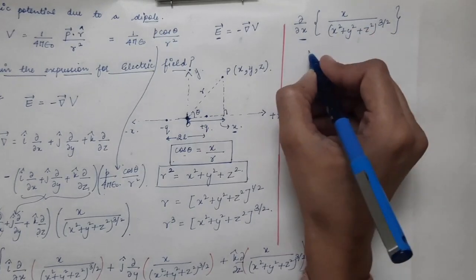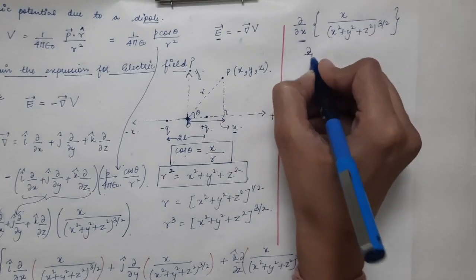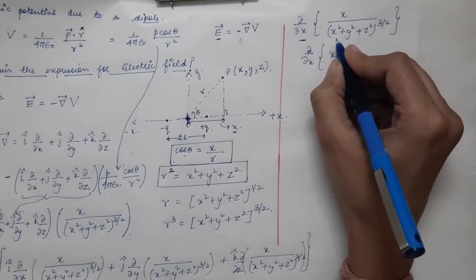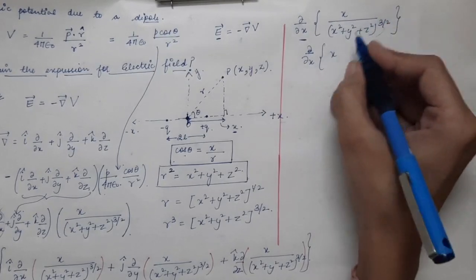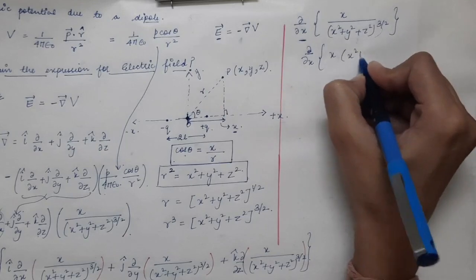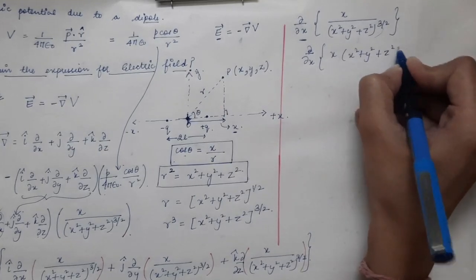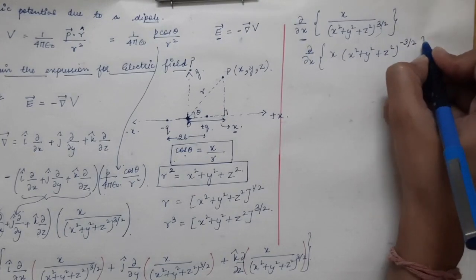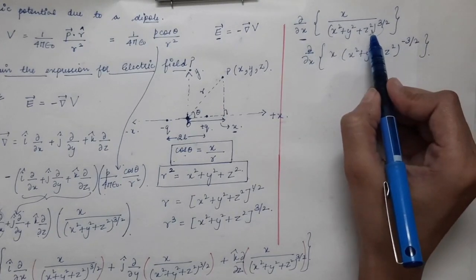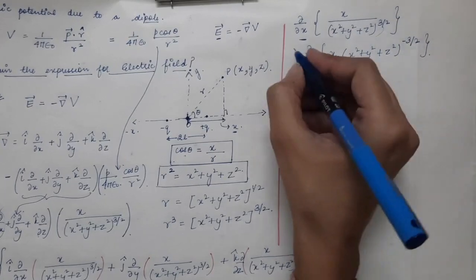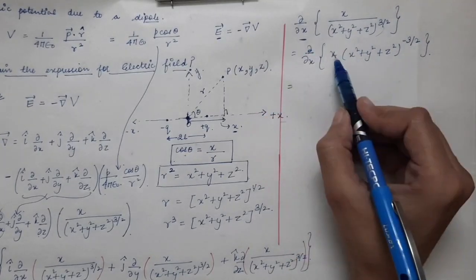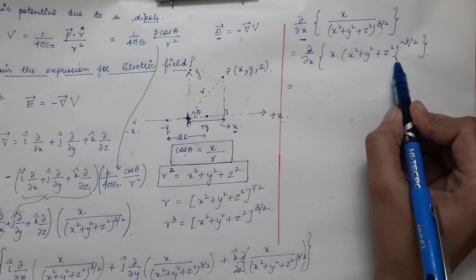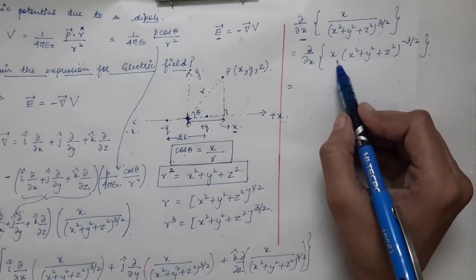So first of all we will write it in a manner that del by del x, and x will remain as it is, and this term in the denominator we will take it into the numerator, so that will be x square plus y square plus z square. Now power will become negative, so that will be minus 3 by 2. So we have just simply taken the denominator in the numerator. So now over here we have this function which is a function of x, and we have this function which is a function of x. So we have to do the derivative.